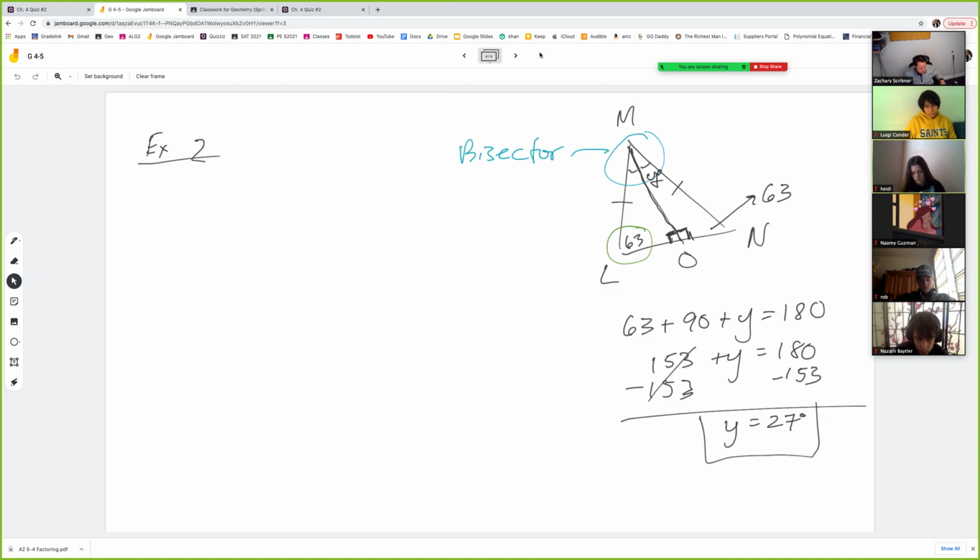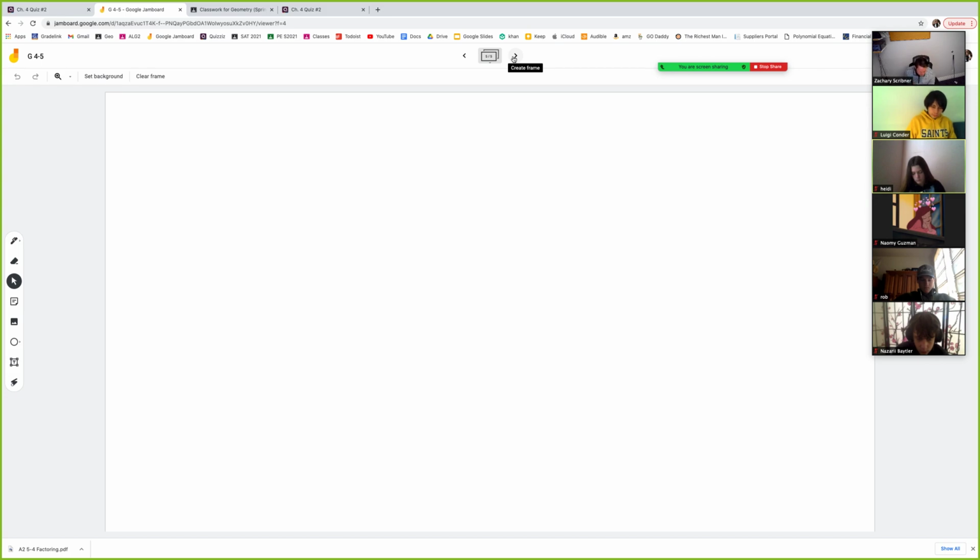Okay? Now, when we talk about a corollary, something that we're going to learn about, and you can see it on the bottom of page 229. A corollary is a statement that follows immediately from a theorem. Corollaries to the isosceles triangle theorem and its converse appear on the next page.